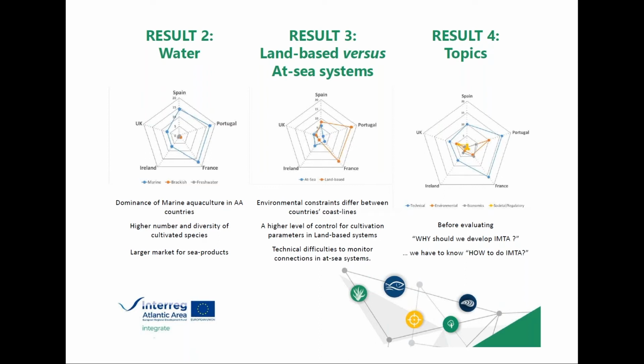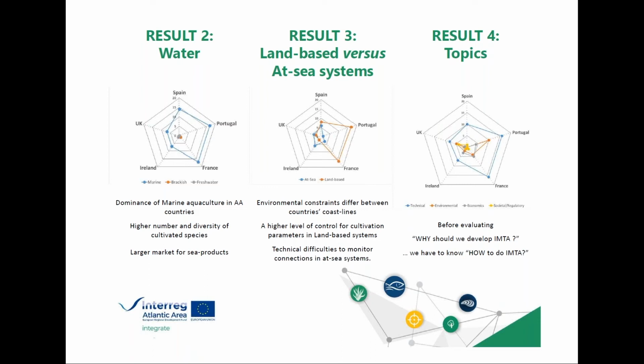To explain this, there are different environmental constraints, which allow access to at-sea production areas, a higher level of control for parameters in land-based systems, and technical difficulties to monitor the connections between compartments in at-sea farms. These technical issues are also illustrated by the higher number of technical studies rather than environmental, economic, or social topics. This result is shared by the 5 Atlantic area countries and can be summarized as: before evaluating why we should develop IMTA, we have to know how to do IMTA.